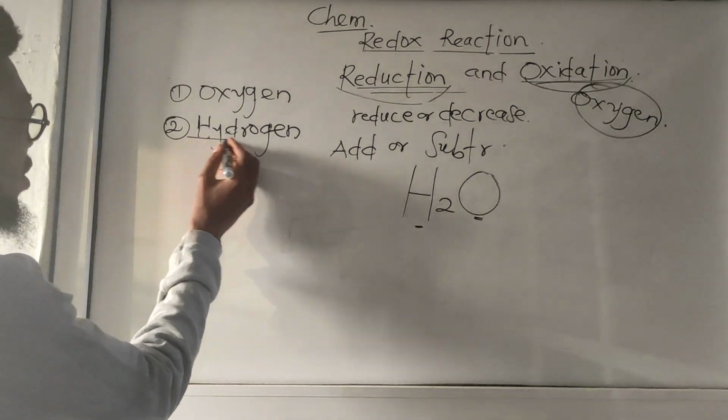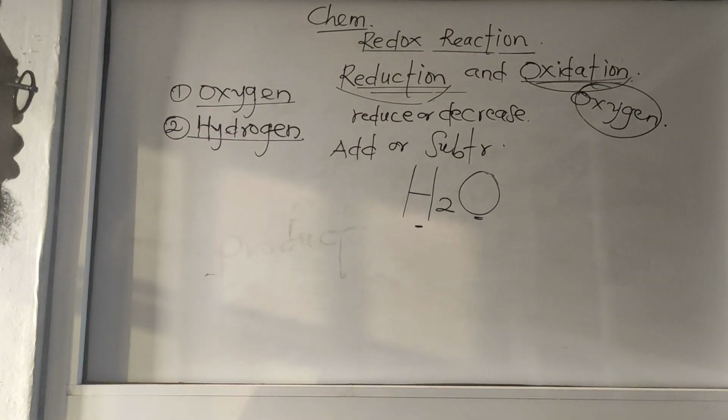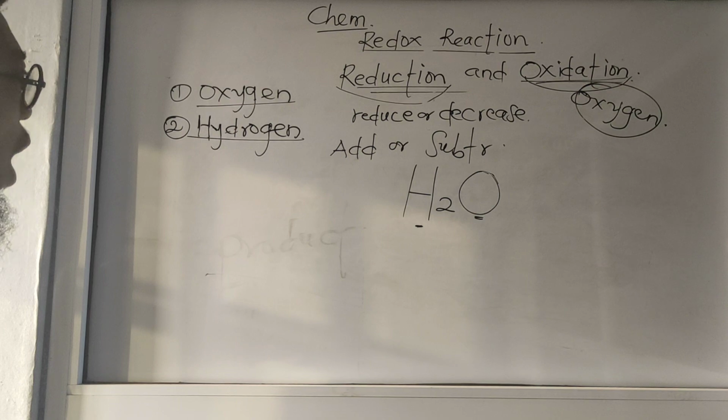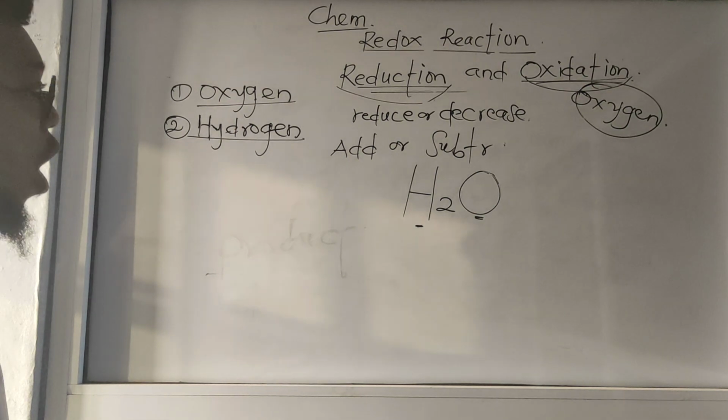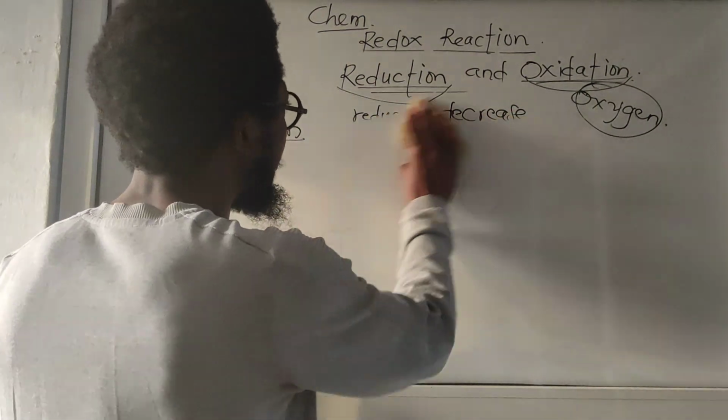Then, if these two definitions are valid, we now decide to see what about a reaction that does not contain oxygen and hydrogen. How do we now define them? All our elements in the periodic table, they are divided into 3.